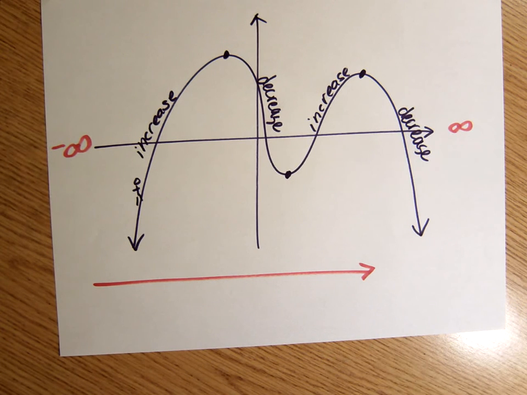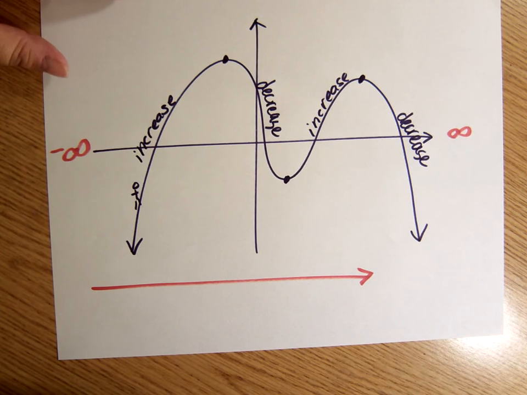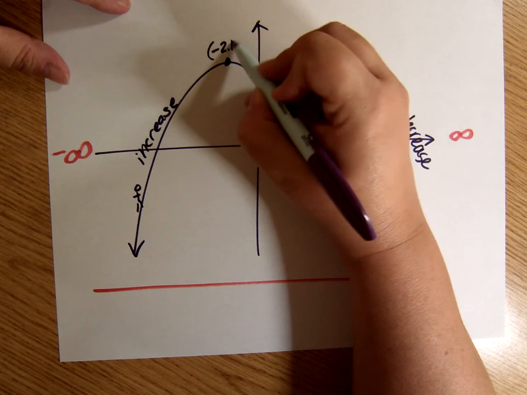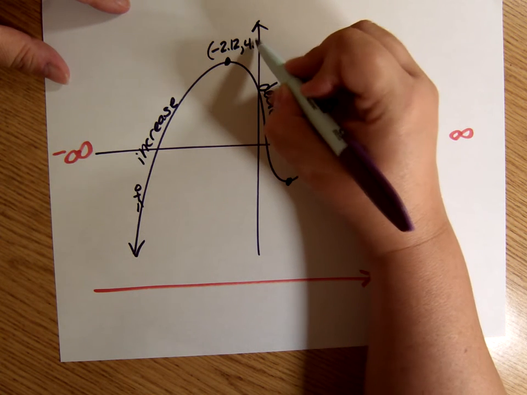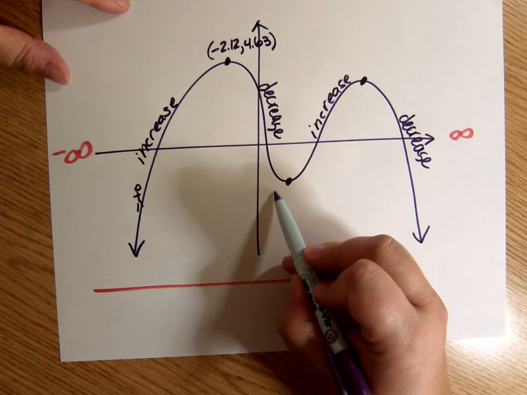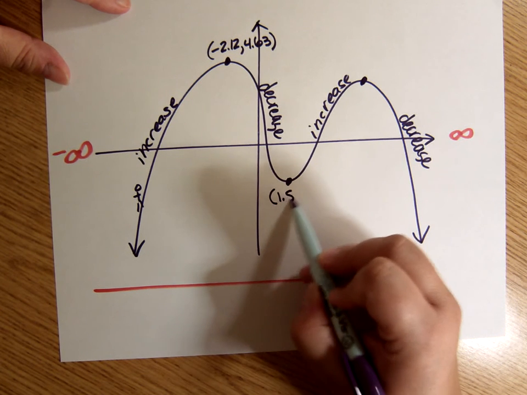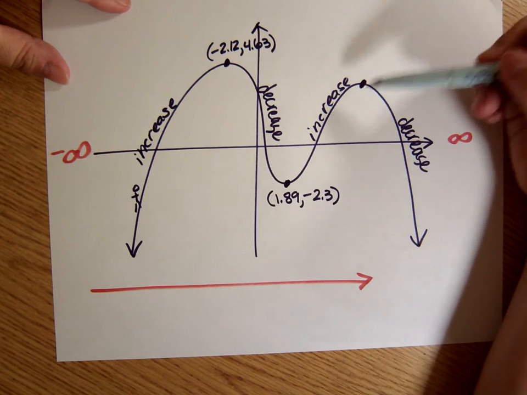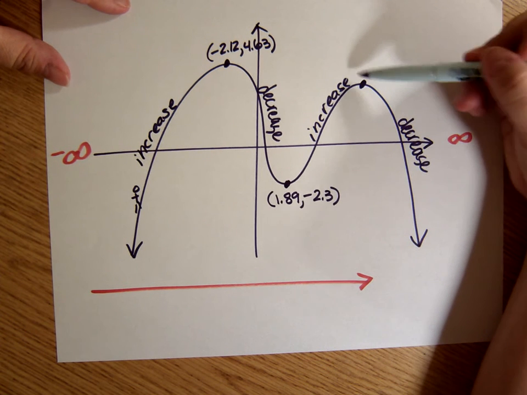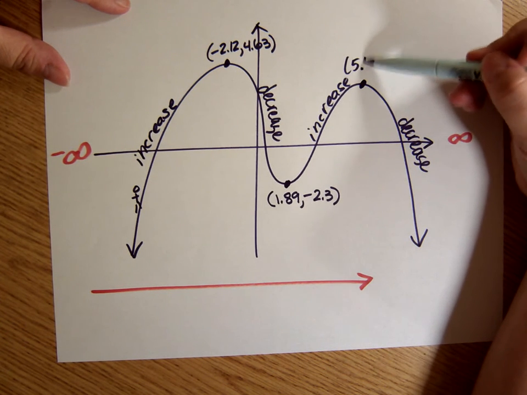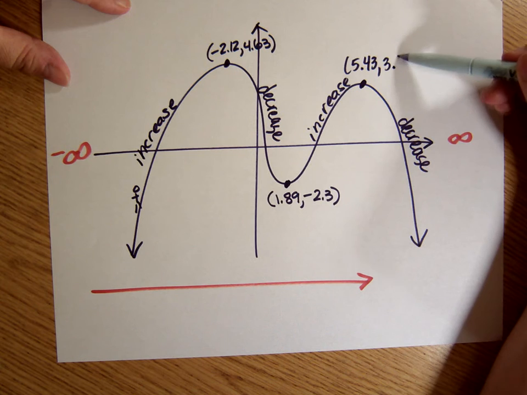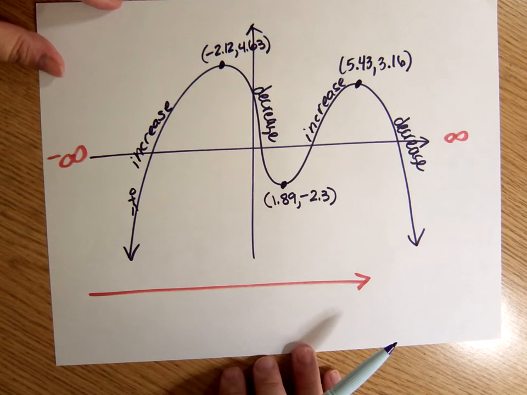Now, if I did not know my minima and maxima, or my turning points, I would have to go find them. I could go find them with my calculator. I'm going to pretend I know them and just practice writing it. So let's say this is at negative 2.12, 4.63. This one's at 1.89, negative 2.3, and this one's at 5.43, 3.16. I know this is not necessarily the scale, so don't cry if it doesn't look exactly like what I'm calling them. Okay, so those are my minima and maxima.